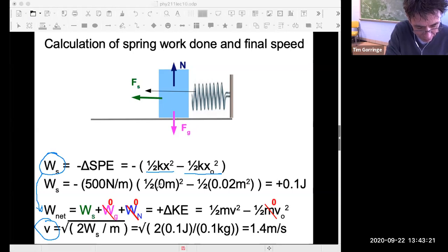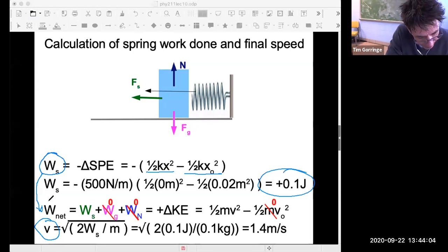Finally, the spring will be uncompressed, so x is 0. Initially, we're told the spring was compressed by 2 centimeters. With this little equation, the relationship between the work that's done by the spring force and the stored spring potential energy that gets released, in terms of the spring constant and the compression of the spring, I can figure out the work that's done. So I fill in the spring constant, I fill in the initial and final compression of the spring, and I get the energy that's released. Just 1/10 of a joule in this case. So now I know the work that's done by the spring force.